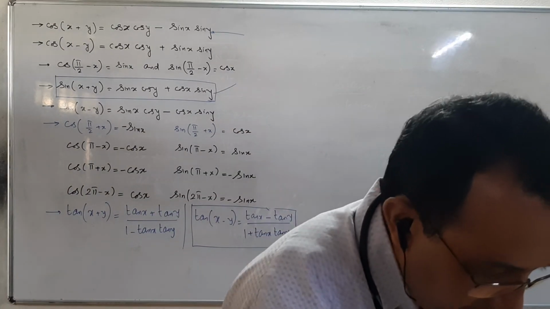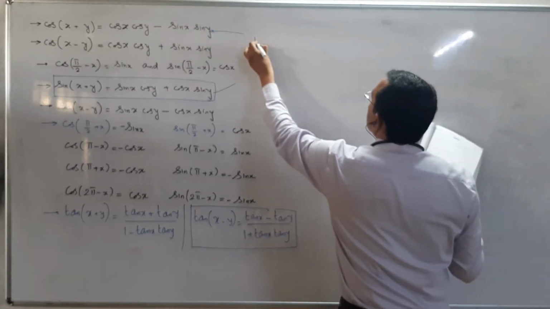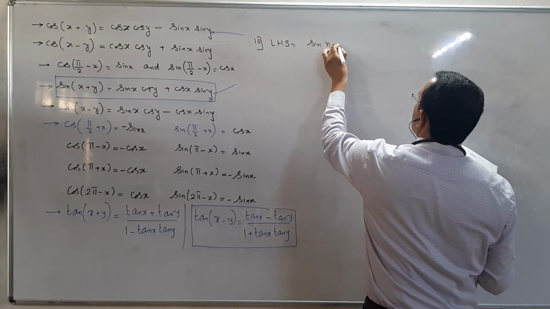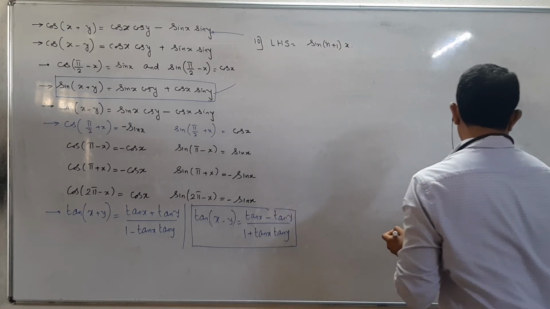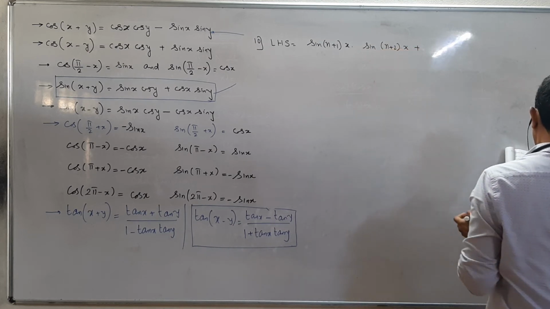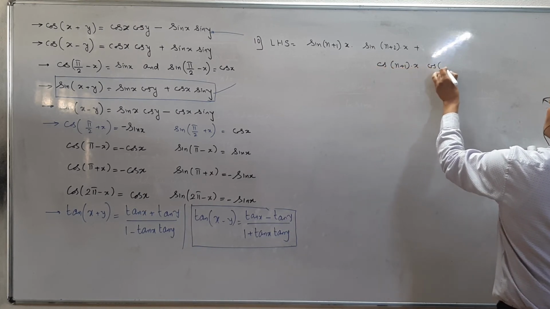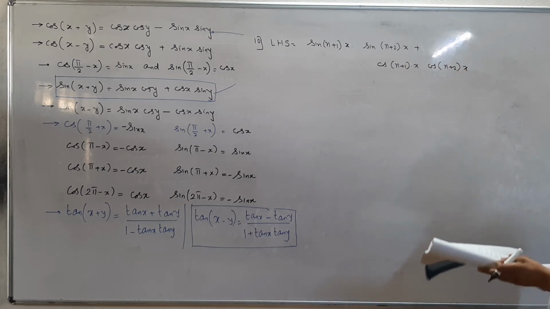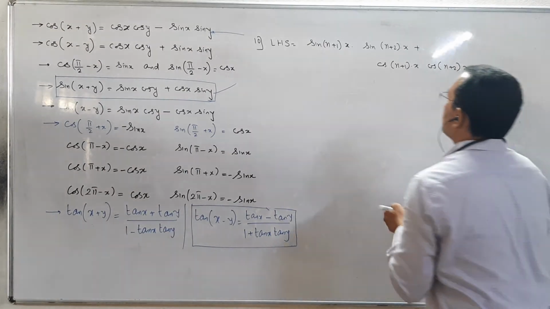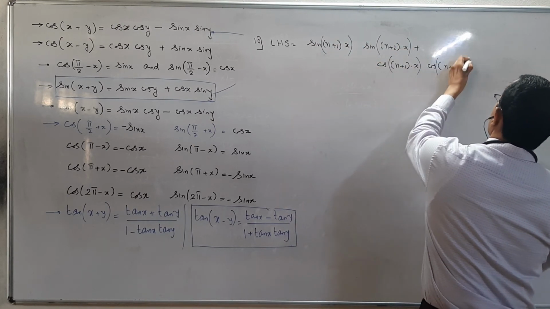Okay students, sum number 10. Let us note down the LHS. LHS is equal to sin((n plus 1) into x) sin((n plus 2) into x) plus cos((n plus 1) into x) cos((n plus 2) into x). Now technically speaking, this should be written in this form. This is also covered within brackets, so you are not confused.